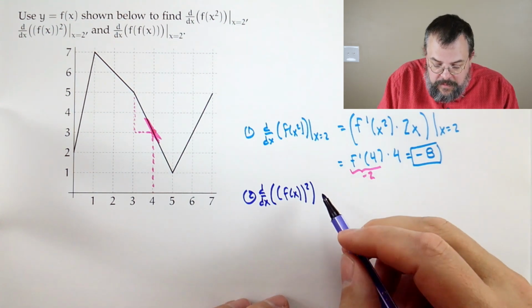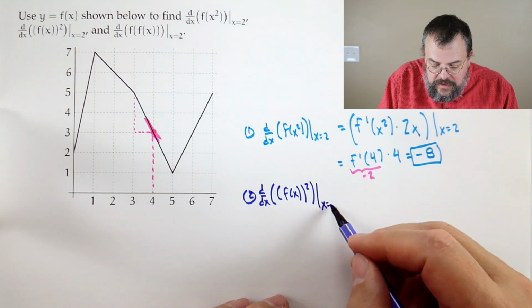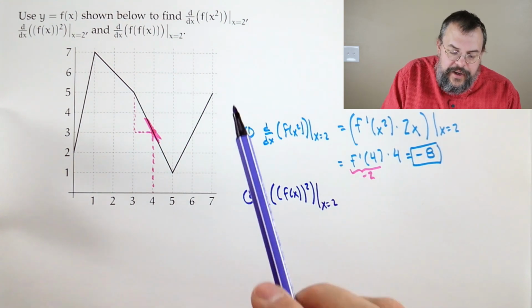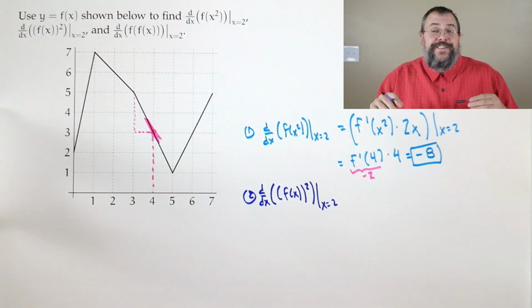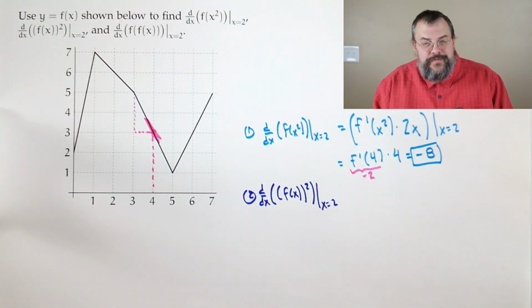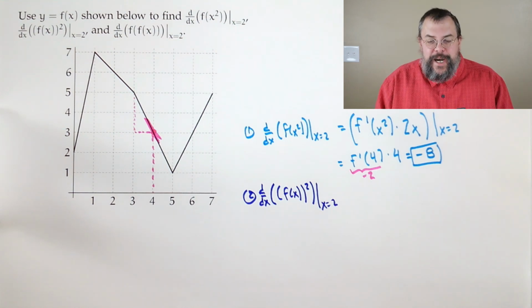And I should comment here that this is at x equals 2. I will say it's kind of a fluke here. This comma makes it look like it's at 2 prime, but no, it's just an x equals 2, comma. It's an unfortunate looking comma.